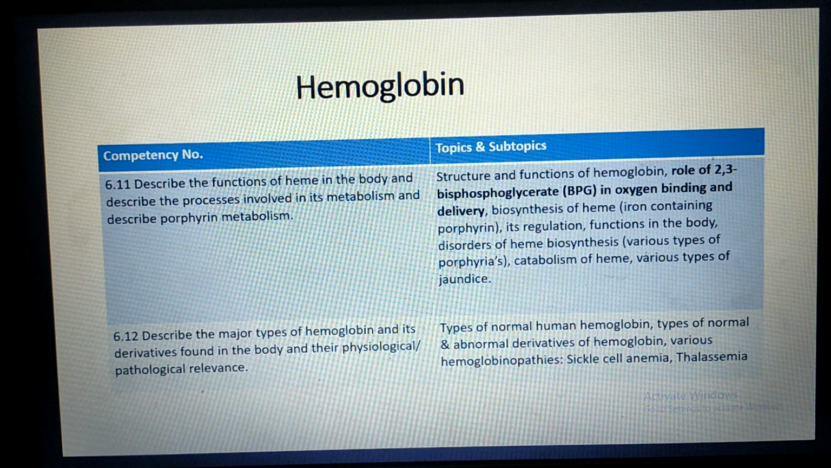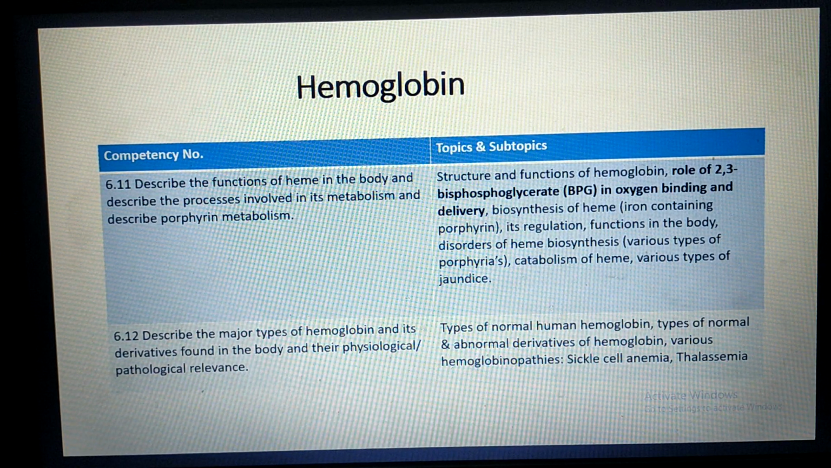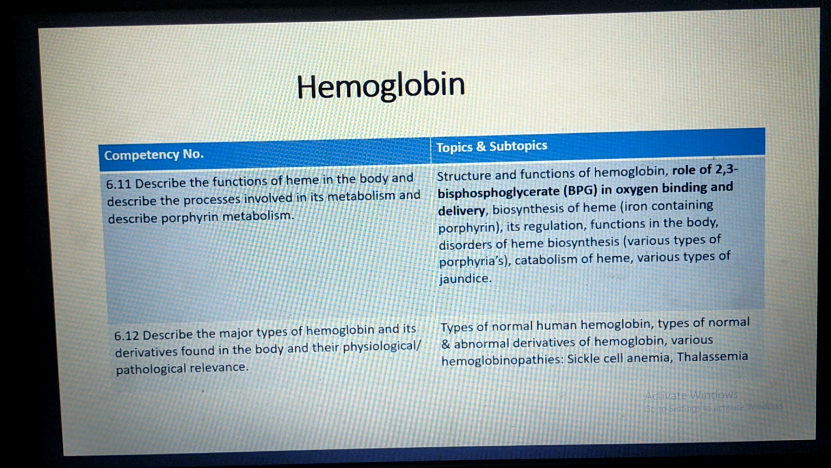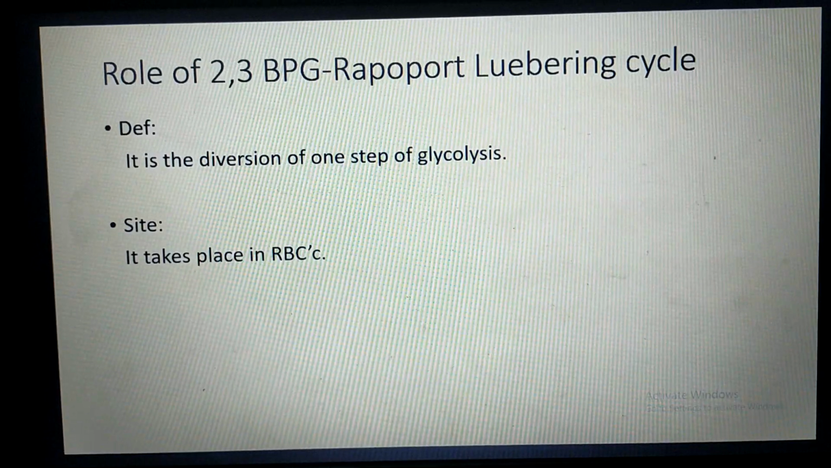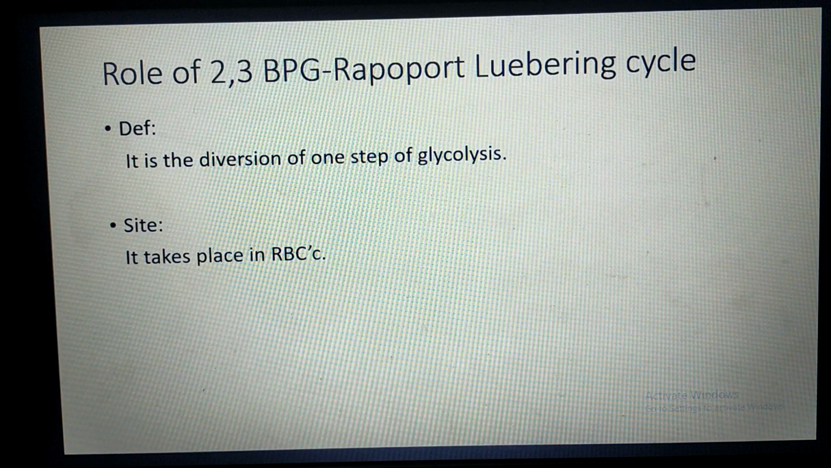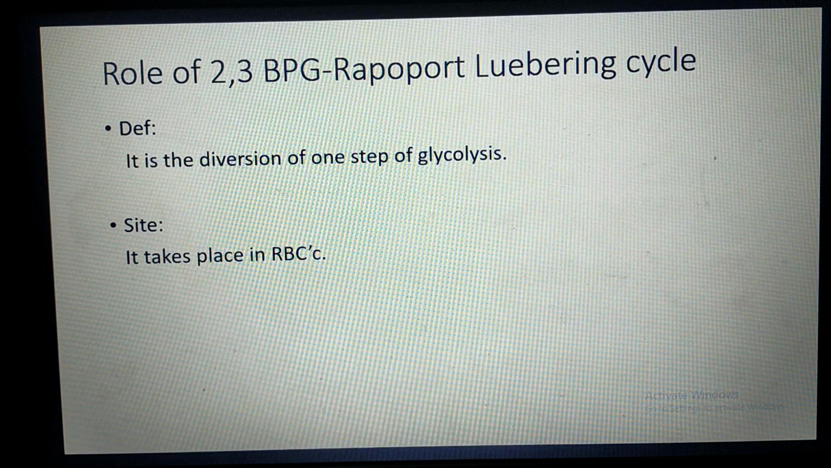Good morning, student. We will continue the topic of hemoglobin, and today's topic is the role of 2,3-bisphosphoglycerate in oxygen binding and delivery. First, we will see how this 2,3-BPG is formed.